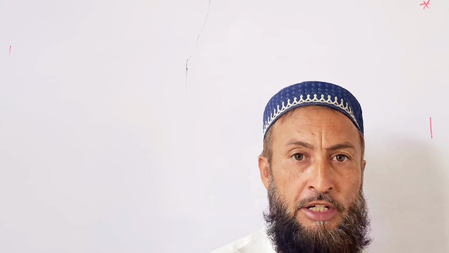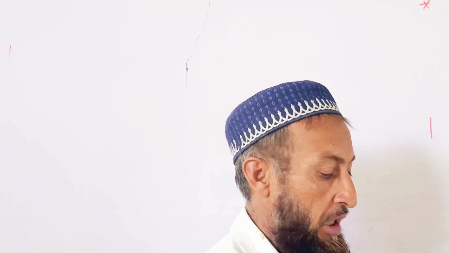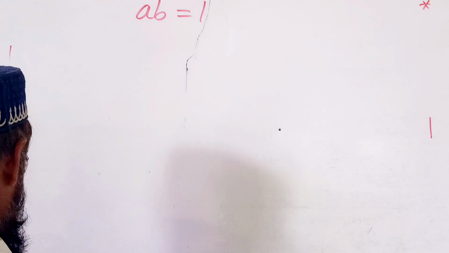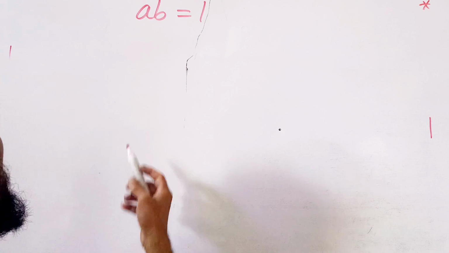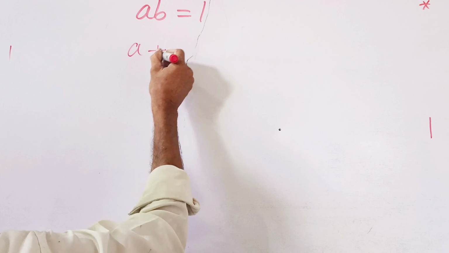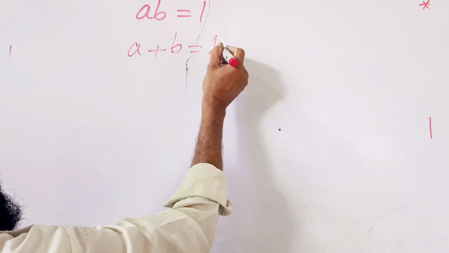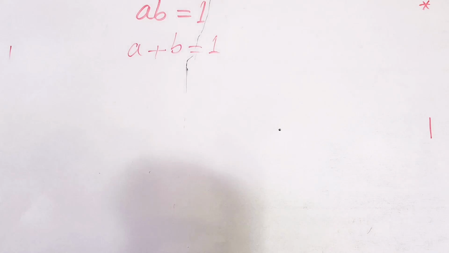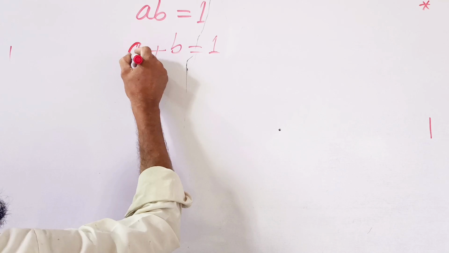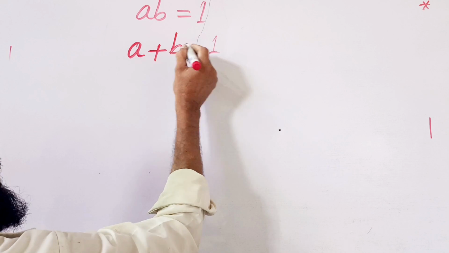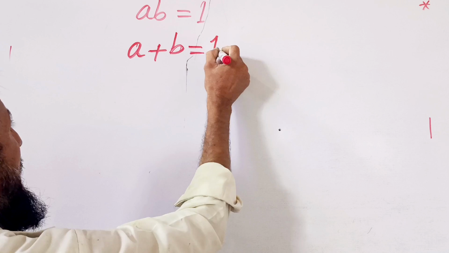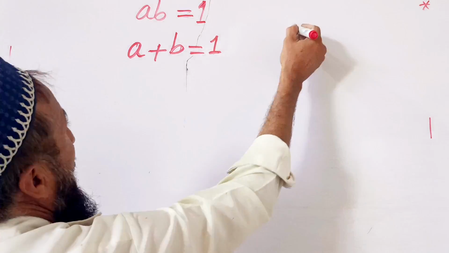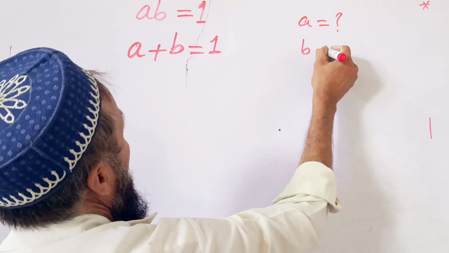Today we have a new algebraic equation, a simultaneous equation of algebra. AB is equal to 1 and A plus B is also equal to 1. A plus B is equal to 1. How do we calculate the values of A and B, which are unknown?